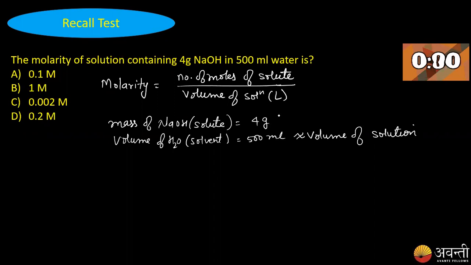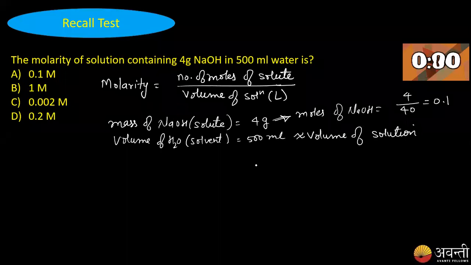Now, from the mass of NaOH, we can calculate the moles of NaOH, and that will be 4 divided by 40. Why are we dividing by 40 here, guys? Can anyone tell me why I'm dividing this 4 by 40? Very good, Roshan. Because 40 is the molar mass of NaOH. Yes, guys, very good.